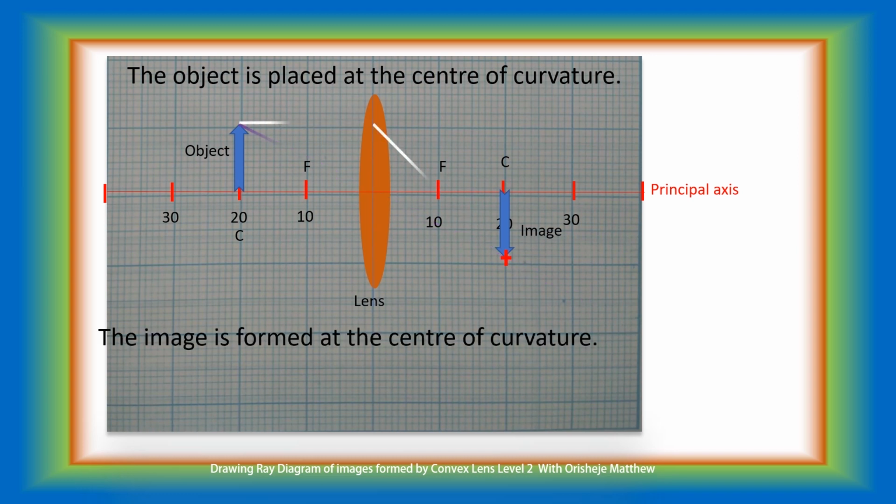What are the major features of this image? One, the image is formed at the center of curvature. That means it's the same size as the object. The image is real, that means it's formed in front of the lens, and is also inverted.